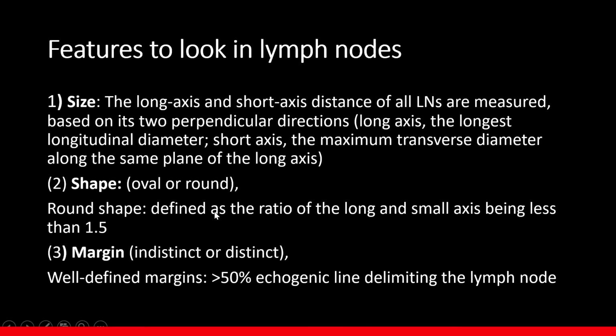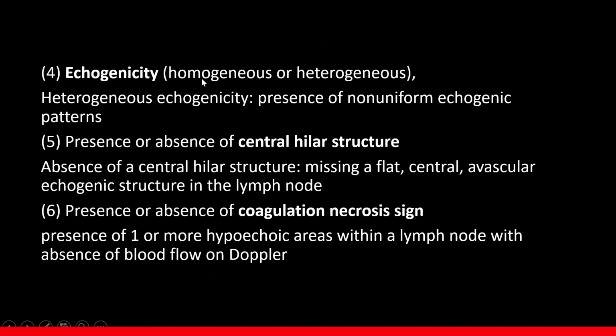What is round shape? There is no fixed definition, but usually in the studies it is described as a ratio of long and short axis being less than 1.5, indicating overall round shape. Margin, very important. Is it indistinct or distinct? A well-defined margin is defined as more than 50% of the echogenic line delimiting the lymph node. Echogenicity, is it homogeneous? Is it heterogeneous? Heterogeneous echogenicity means presence of non-uniform echogenic patterns.